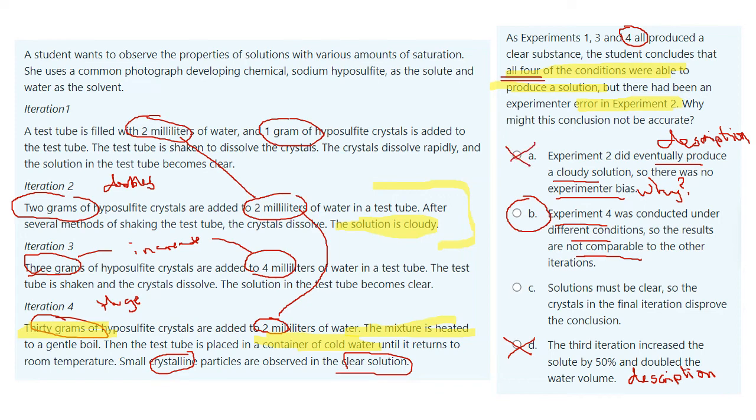What is happening in C? Why do we have crystal particles observed and a clear solution? Well, it might suggest that some of the crystals were dissolved and some of the crystals were simply not dissolved. So there is a solution, but it has become saturated, so not all of the crystals can be dissolved.